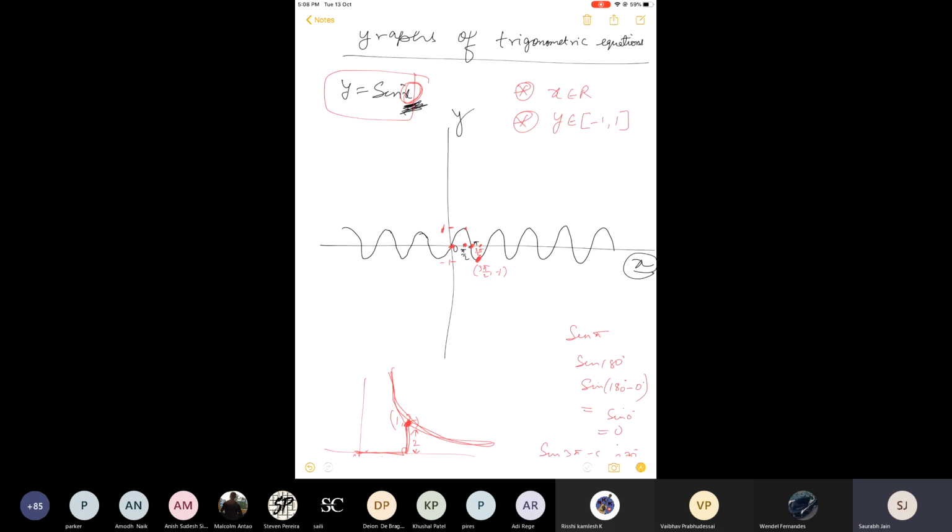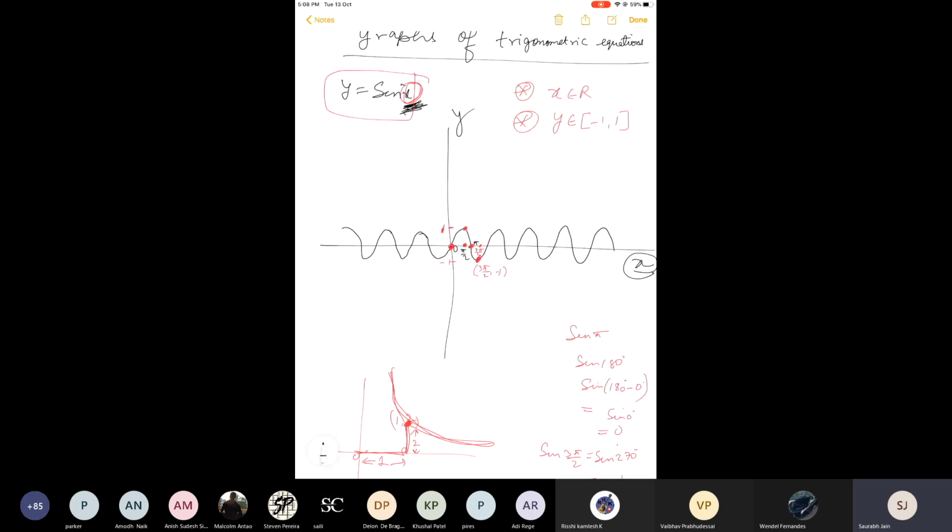Like at 0 I got 0. First you put x, you get y. Sine 0 is 0. Sine pi by 2 is 1. Sine pi is 0. Sine 3 pi by 2 is -1. You are getting all these points. Just join them using freehand sketching, right? And now what we will do? We will try to generalize this result, because you know what happens as you complete this graph. Wait a minute.